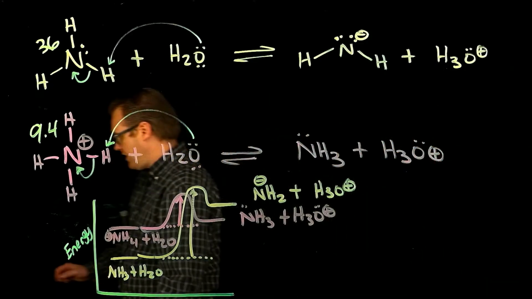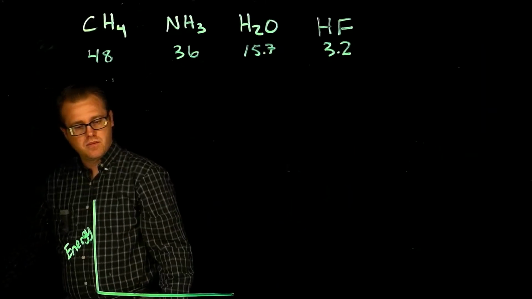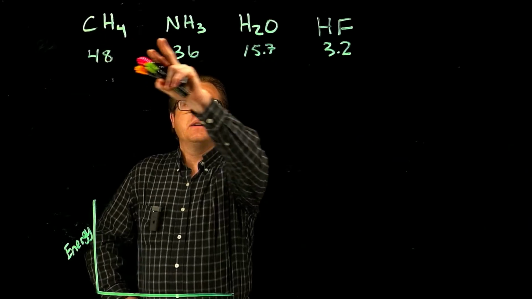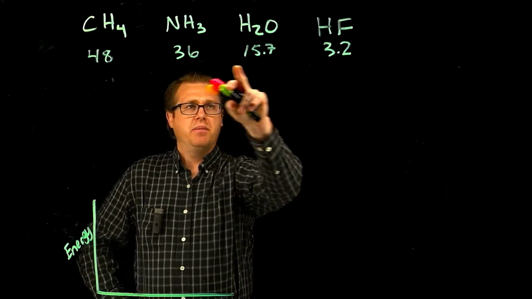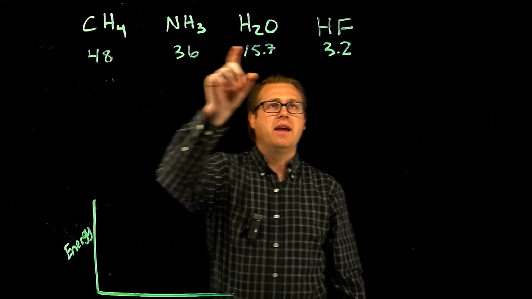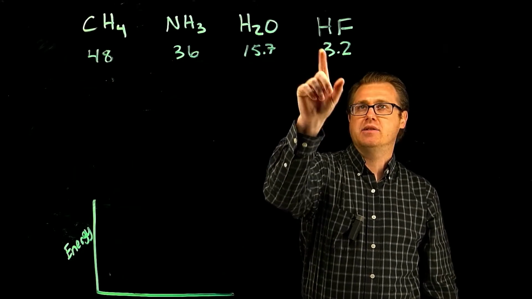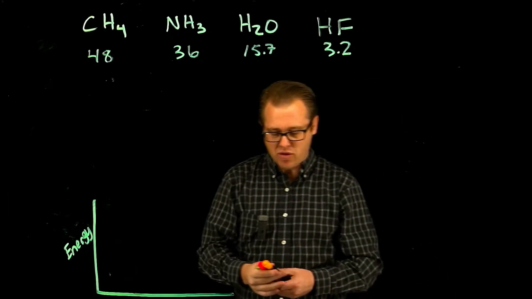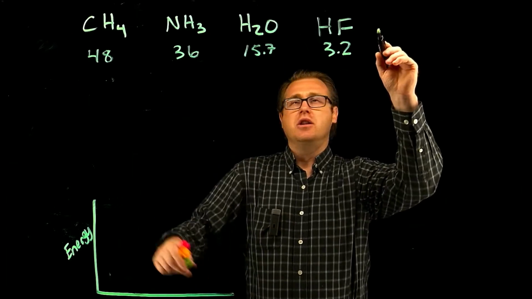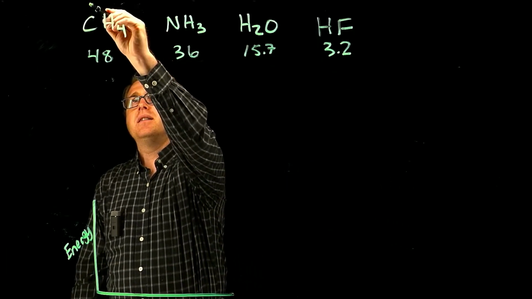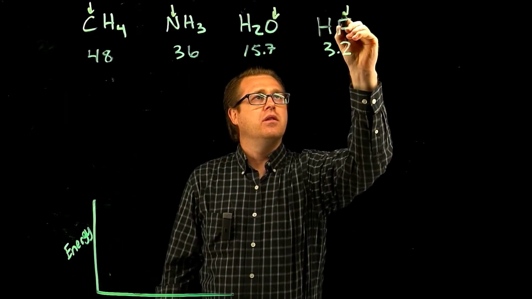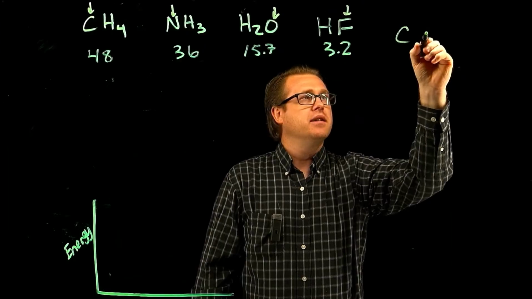Okay, so let's take a look at a different idea now. What we have here are some molecules with their corresponding pKa's. You can see methane right here has the largest pKa and hydrofluoric acid has the smallest pKa. So that makes hydrofluoric acid the stronger acid. Now we could condense this to just looking at these atoms right here. We could look at it like this.